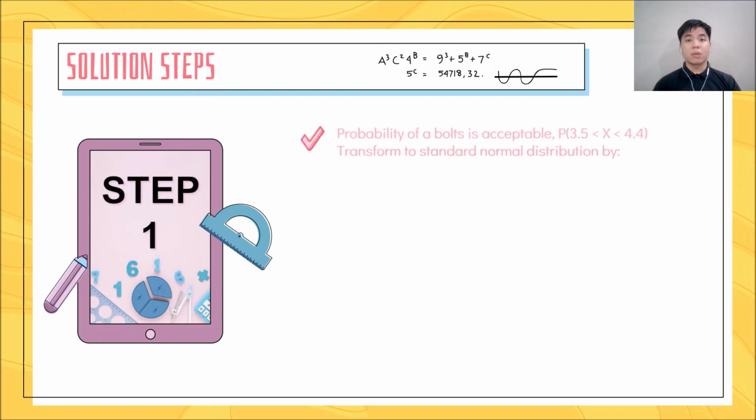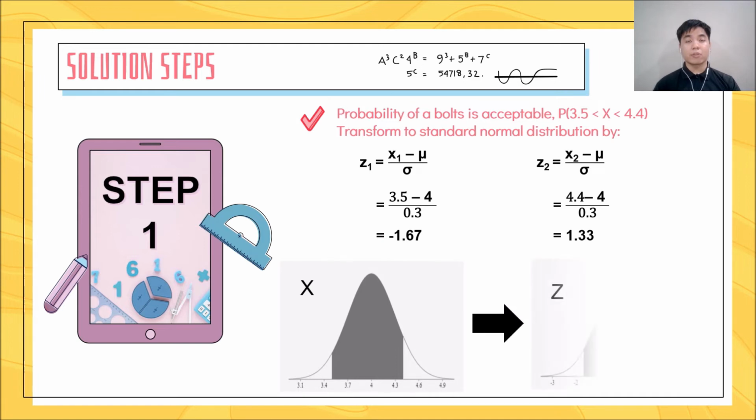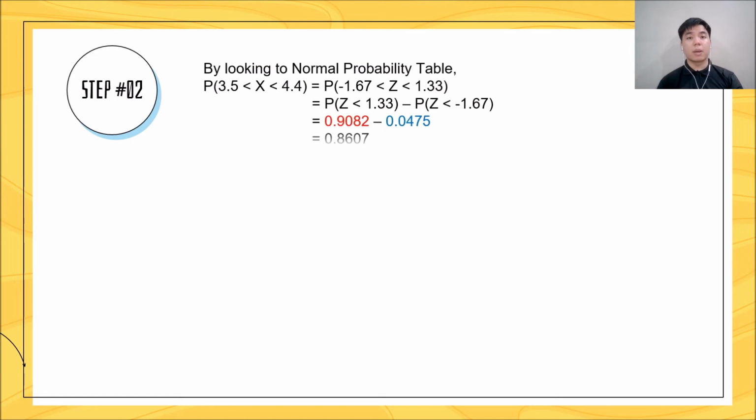The first step is to convert to the standard normal distribution by using the formula z equals x minus mean divided by standard deviation. In this case, z1 will be negative 1.67 and z2 will be 1.33. The following step is to use the normal probability table to find the probability that is between 3.5 and 4.4. In this case, to find the probability in the range, we need to use the probability of z2 minus the probability of z1.